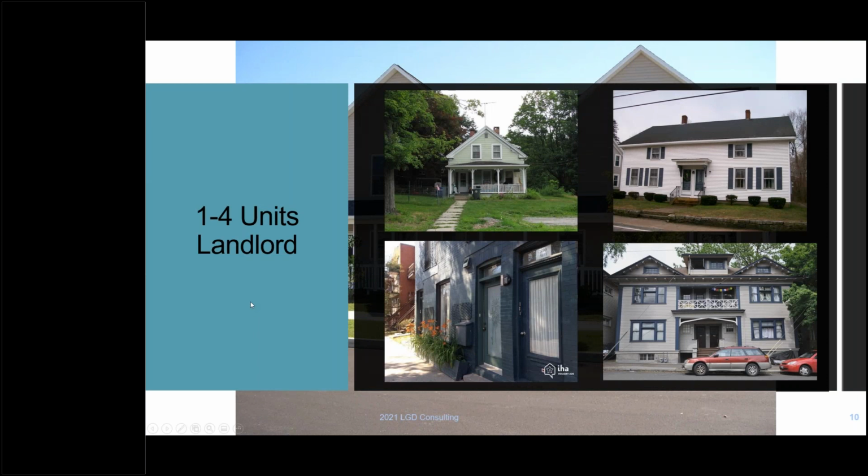So remember, for dwelling, it's a landlord. A single-family home that you rent out to someone else, a duplex, whether you live in one and rent out the other, you can cover it under a landlord policy. Okay, threeplex or even a fourplex. All right, 1 to 4 units is a landlord policy.